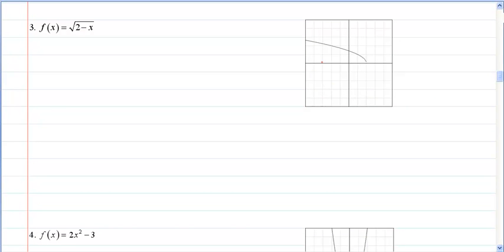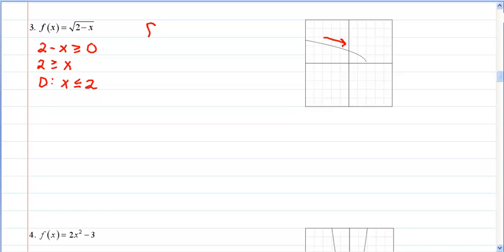For number 3, f of x equals the square root of 2 minus x. So if we take 2 minus x, 2 minus x must be greater than or equal to 0 so that the radicand is not negative. If I add x to both sides, I have 2 is greater than or equal to x, so our domain is that x must be less than or equal to 2. So looking at the function, we can see by the graph that it is always decreasing, and so we know graphically that this will have an inverse.